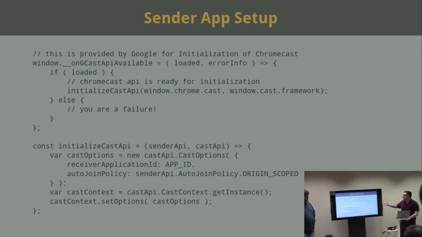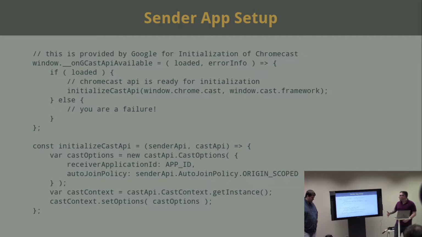So basically, what you would do after that is once you get that it is loaded, you initialize it. You create a cast options object that's on the cast API where you give it your application ID that's provided by Google when you register your app. If you give it 1, that gives you the default app. The default app we'll explain in a bit.